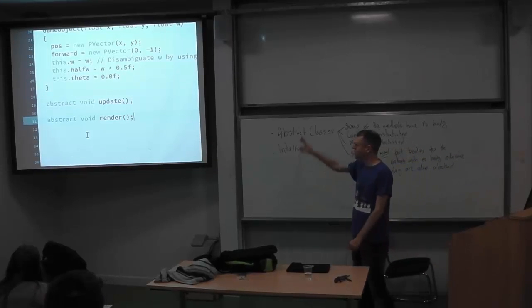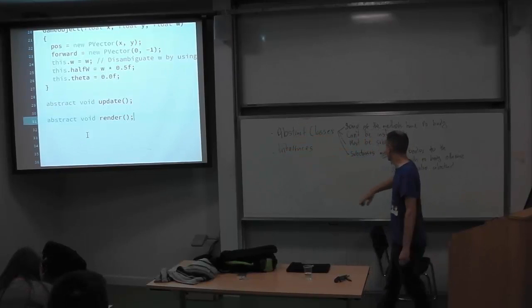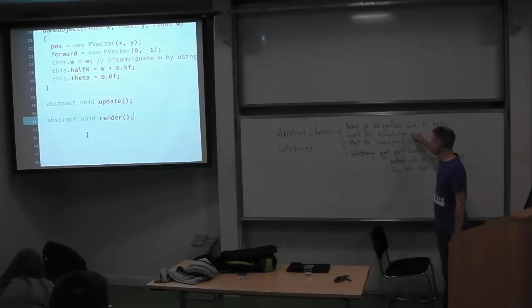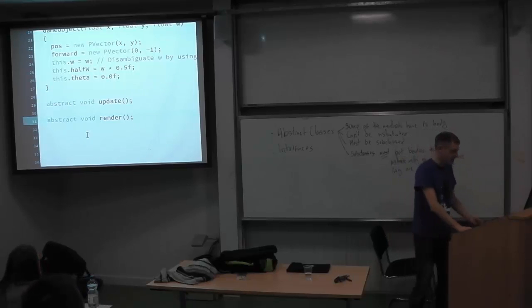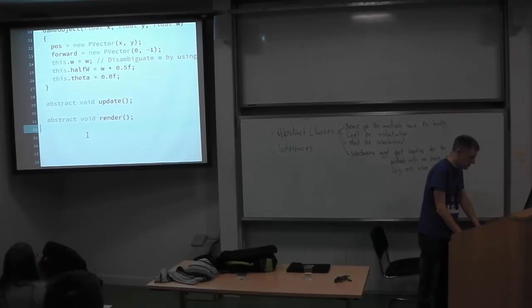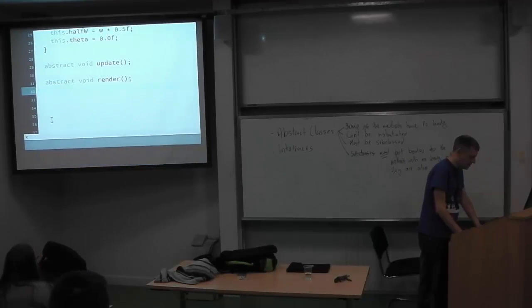So the consequences of making this an abstract class are we can't instantiate GameObjects, it must be subclassed. That's okay because we already have our subclasses. We've got bullets, we have ships, and we have stars, which subclass the GameObject. And then subclasses must put bodies into the methods with no body, otherwise they are also abstract. So I'll just show you what I mean by that.